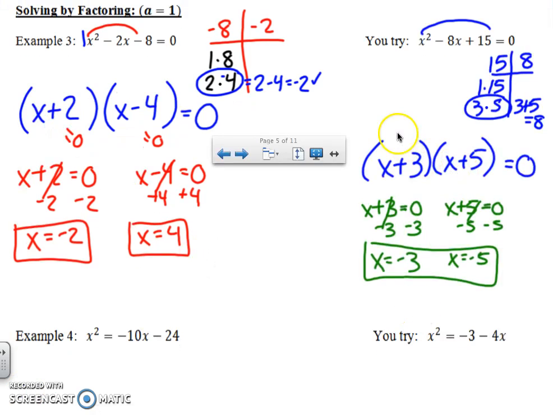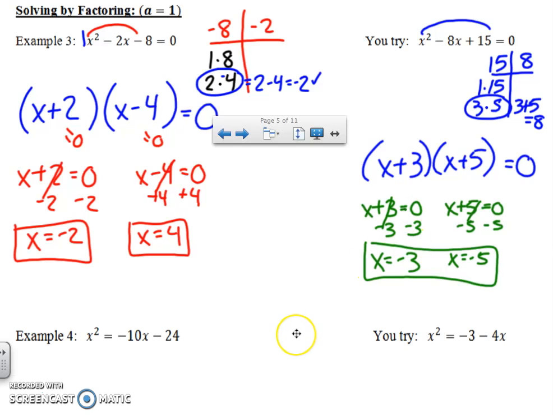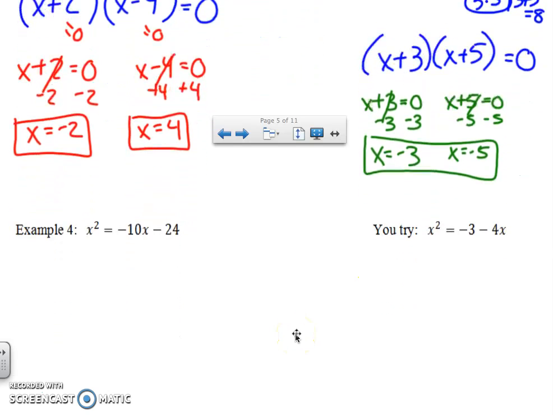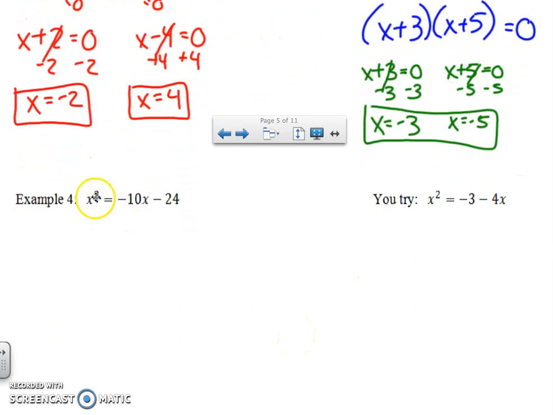So on this one, you're going to multiply a times c to get 15. You listed out your factors of 15 to get 5 and 3. 5 and 3 will add to get you an 8 and multiply to get you 15. So again, write those answers in your parentheses and then use the zero product property to solve. And remember, a shortcut is to change your signs, because that's all that's happening when you have an x and a number. So -3 and -5 were your solutions to this problem over here. Okay. All right, so let's look at example 4.